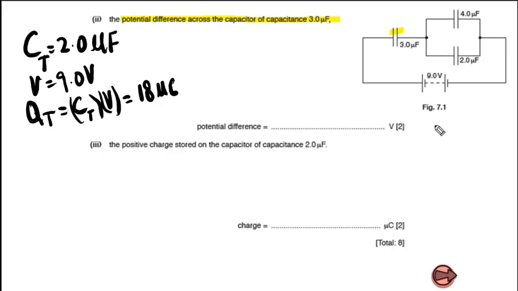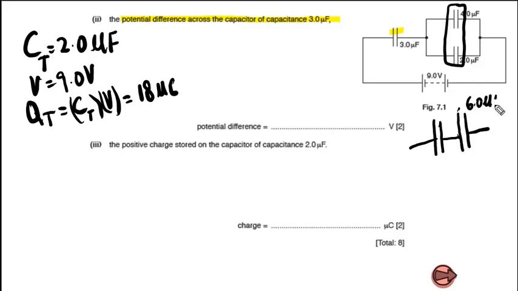So let's redraw this circuit again now. We can replace these two capacitors with one single capacitor, and that single capacitor has a capacitance equal to 6 microfarads. So this has 6 microfarad and this capacitor has capacitance 3.0 microfarads. And as these two capacitors are connected in series, it means they have the same amount of charge.